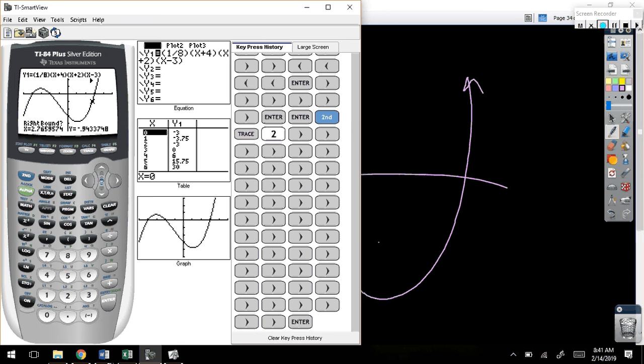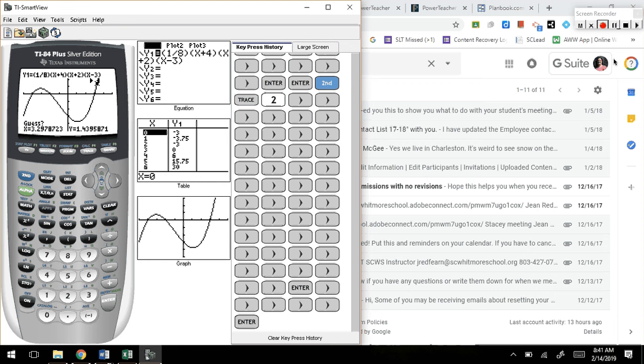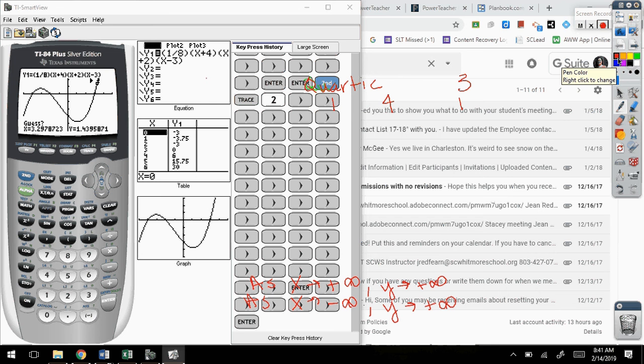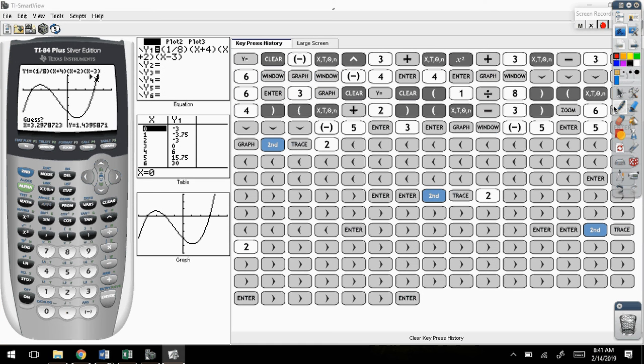All right, I'm going to do left bound and right bound, and I'm going to stop right here for just a second because I want you to see this. Alright, here are my two arrows, here and here, when I do left bound and right bound.